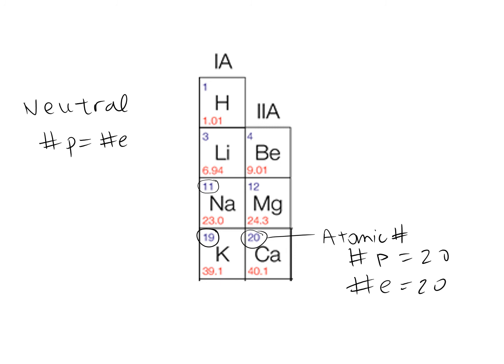Let's pick on sodium for just a moment. Sodium has 11 as its atomic number. That tells me we have 11 for the number of protons, and the number of electrons is also 11. Let's do potassium down here. Potassium has an atomic number of 19. How many protons and electrons? 19. Okay, so we're assuming that all of these elements and their atoms here on the periodic table are neutral, meaning they have equal numbers of protons and electrons.